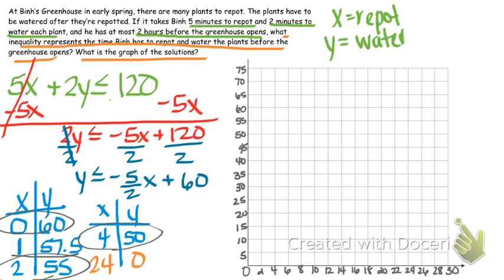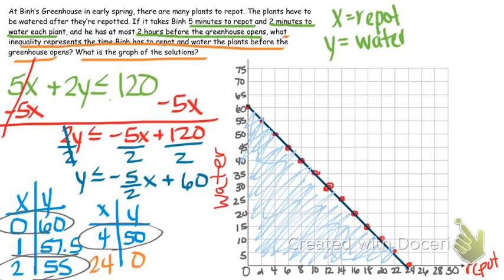So what I did is my x values, which represent the number of plants I can repot, I counted by 2's. So this is my repot down here. And then my water, the number of plants I can water, that's going to be over here on the y-axis. So if you will, go ahead and graph that inequality. And remember, does it get a solid line or a dotted line? Determine that and determine where you're going to shade. I'm going to go ahead and do that and we'll talk about it.